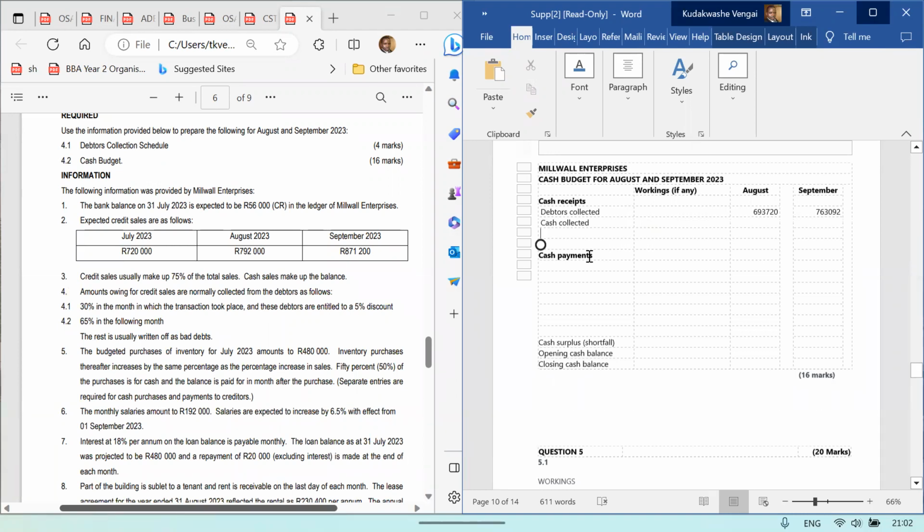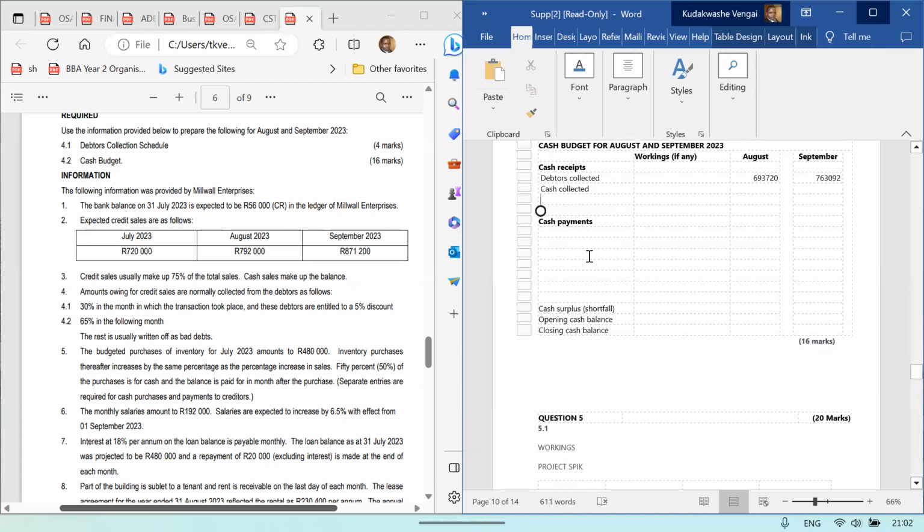75% of total sales are credit, but the balance is made up of cash sales. So this is now ratios, the things you were doing in grade 12. According to ratios, if 75% is equal to 792,000, this is for August, what is 100%? And then what is 25%?